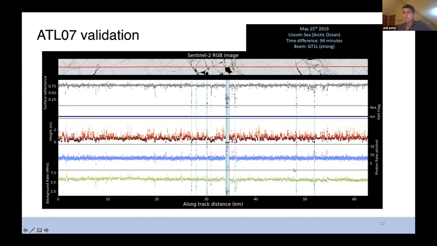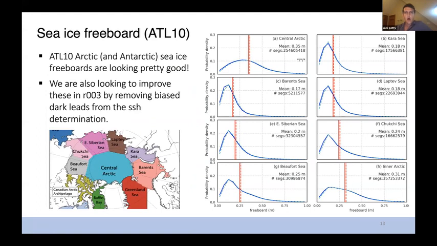But the cool thing, if you look at those bottom panels, it highlights that idea I mentioned. We see a spike in the photon rate in the middle there and a drop in the background rate where we have what we think is this big specular lead. And we can see similar things happen to those small leads on the right as well. So a nice example of ATL07 working pretty nicely. This is for a scene in May in the Lincoln Sea. ATL10 also looking pretty good.